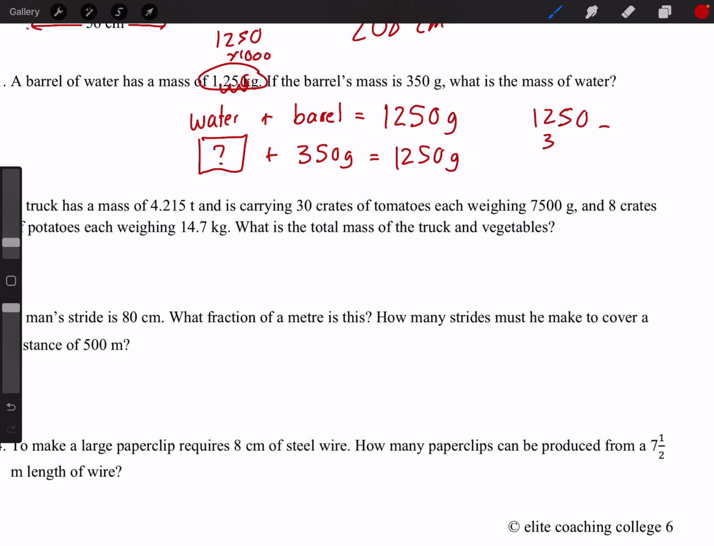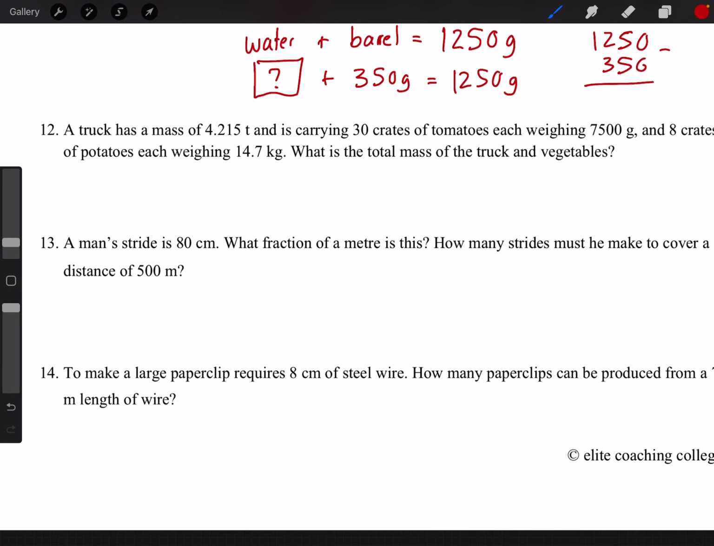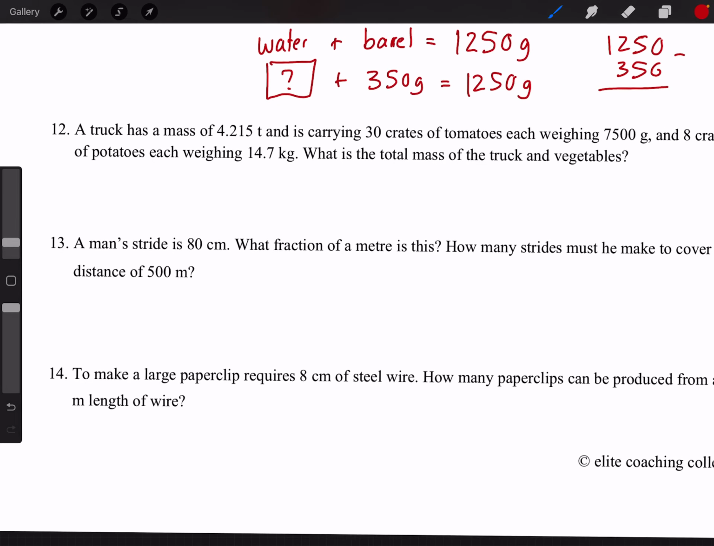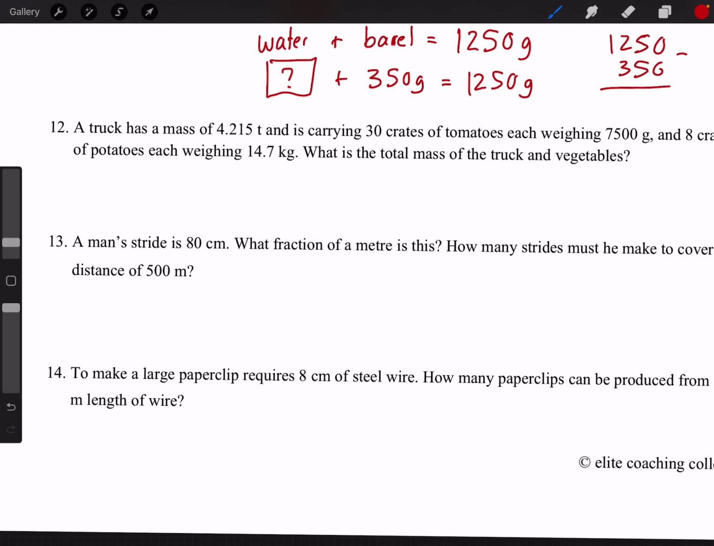1250 take away 350, work out how much the water weighs. The next one says a truck has a mass of 4.215 tons and is carrying 30 crates of tomatoes, each weighing 7,500 grams, and 8 crates of potato, each weighing 14.7 kilograms. What's the total mass of the truck and vegetables?